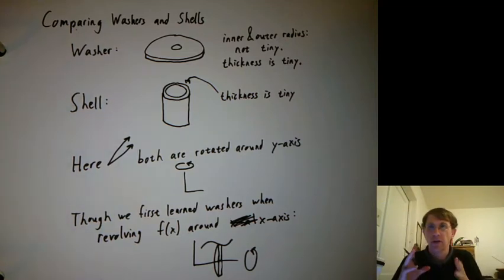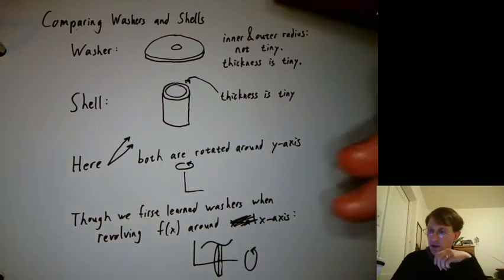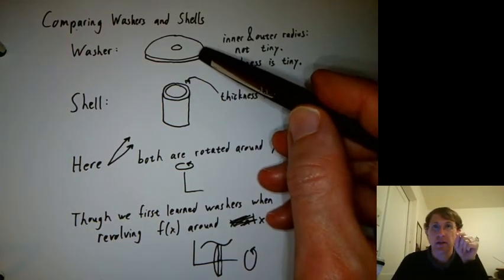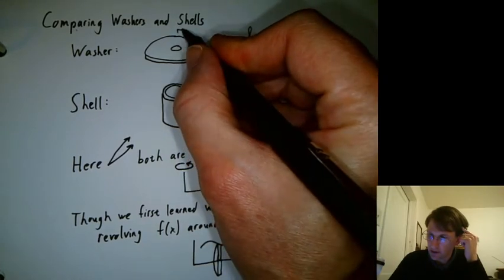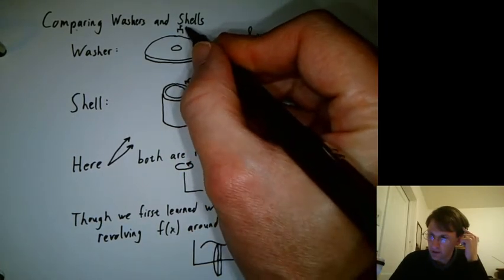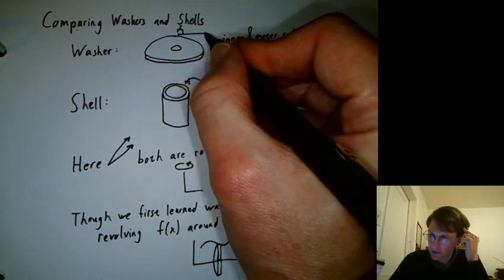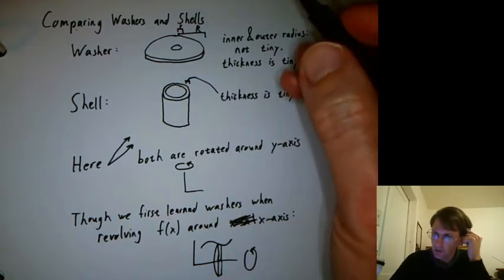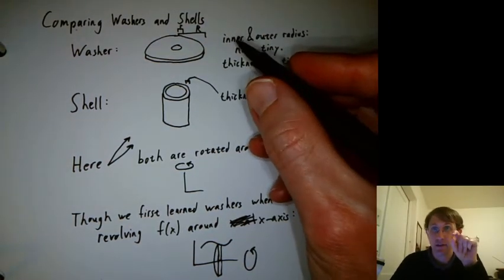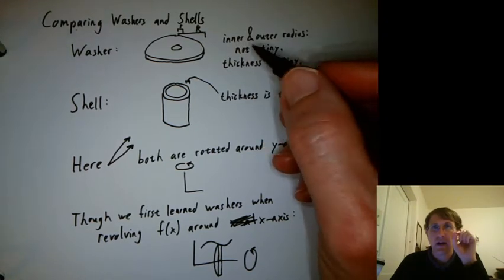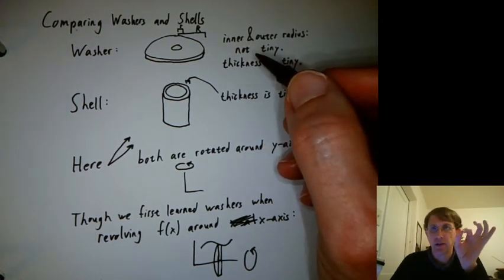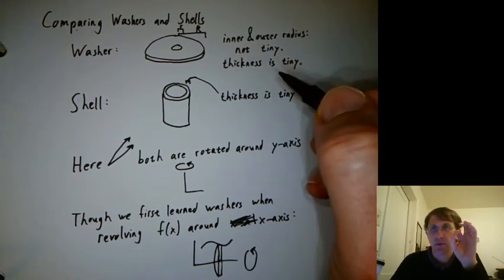Let's do a quick comparison between the washers and shells methods. A washer looks like this. Its inner and outer radius are not tiny, like the inner radius here might be little r, and the outer radius you might think of as big R. What is tiny is the thickness. Remember we were using old CDs or DVDs where they have a hole inside that's maybe a centimeter or whatever, but the thickness is only a millimeter.